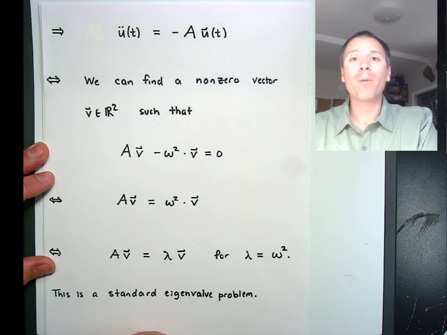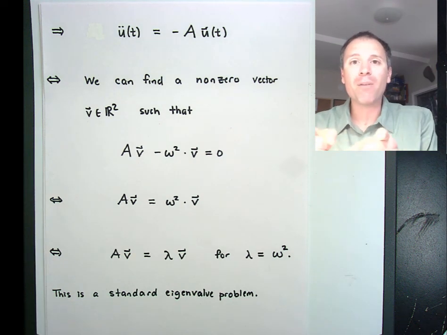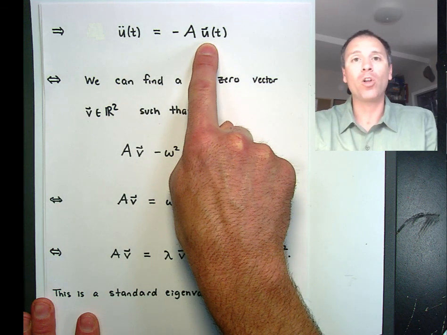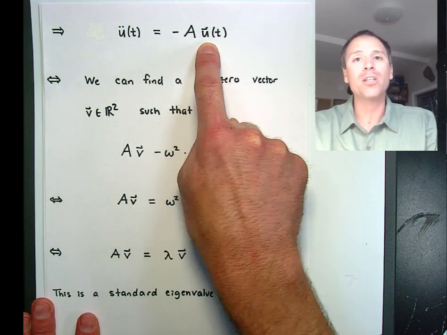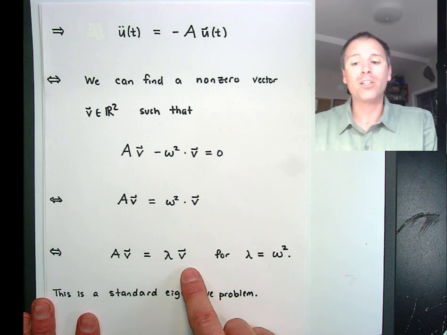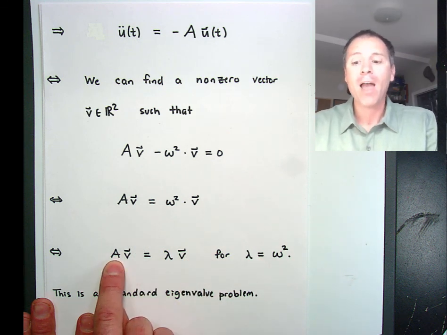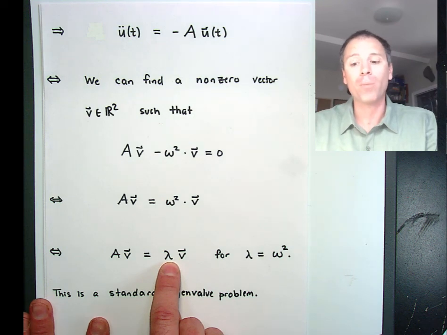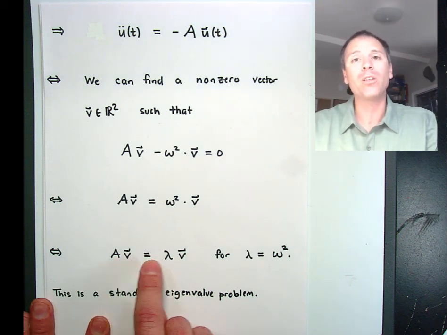We have now transformed the problem of predicting the location of the masses at any time into a coupled differential equation that looks like this. And under certain assumptions, we're claiming that is equivalent to analyzing the matrix A to find non-zero vectors and scalars in pair form such that A times v is equal to lambda times v.